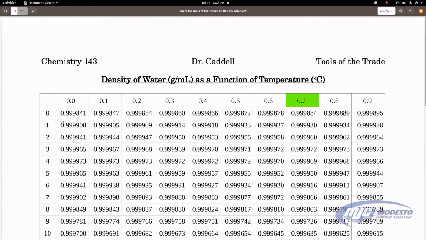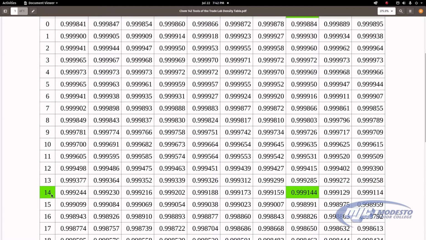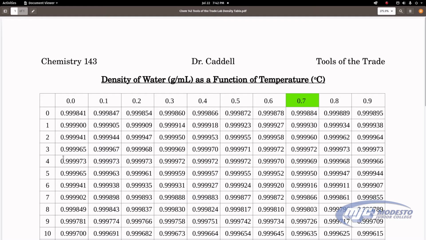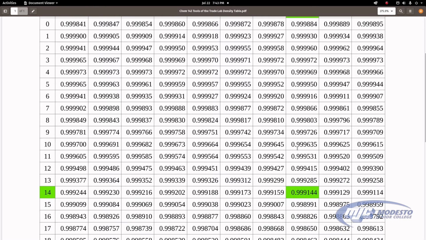You find the 14, everything to the left of the decimal, in the left-hand column of this table. So there's my 14 in green right here. Then we find the digit to the right of the decimal, in this case the 0.7, in the top row. And where that column under the 0.7, or whatever your last decimal is, and the row, my 14, intersect, that number is the density of water at your temperature.